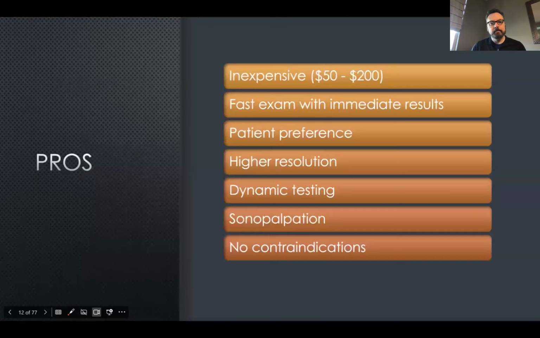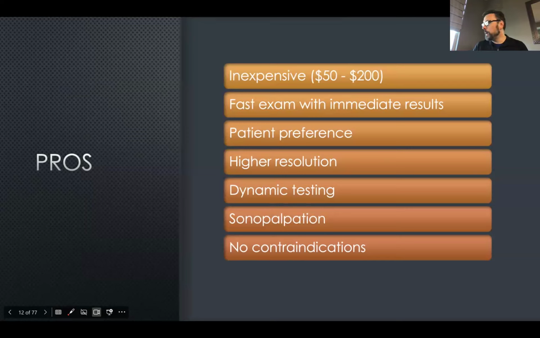Okay. So some of the pros to ultrasound, why would you choose it as a modality? Well, first off, it's inexpensive. It's inexpensive for the patient. To purchase one of the machines is not the cheapest thing in the world.